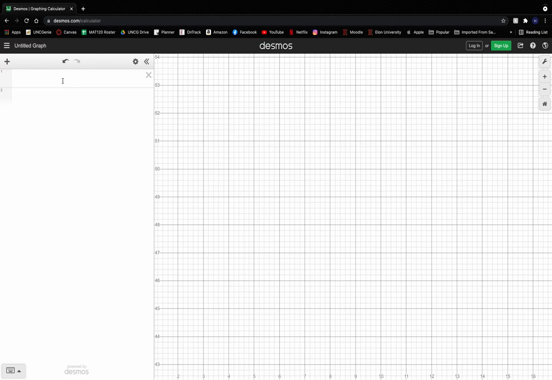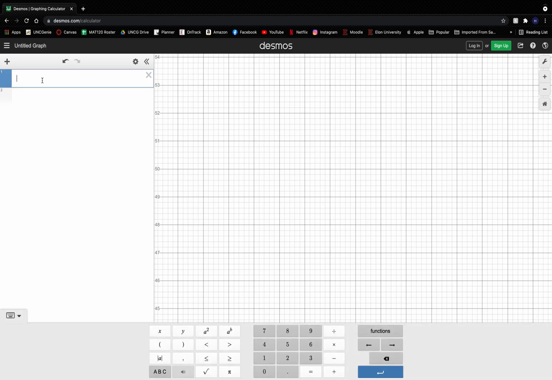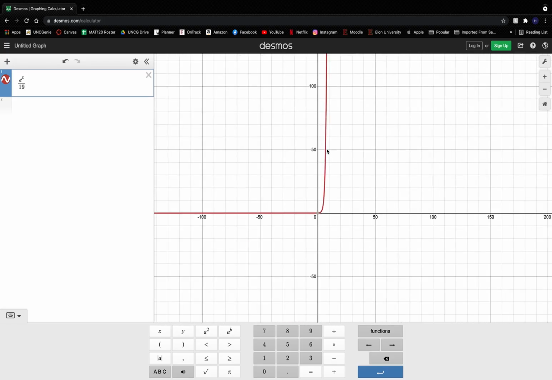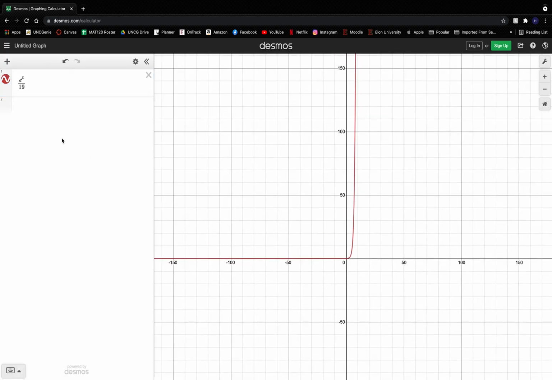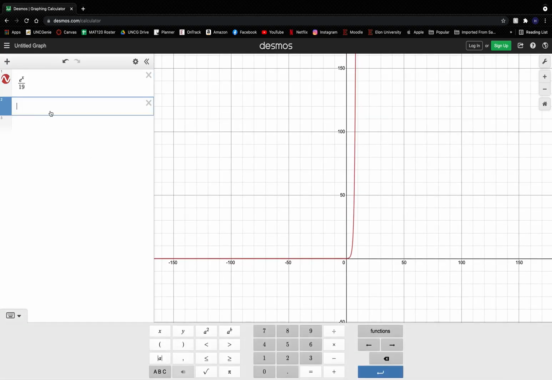Anyway, let's graph our first function. I have f of x equals e to the x over 19. Oops. Over 19. There you go, like that. Zoom out a little. So it looks like that. That's expected with exponential functions. And then my second one is just the parabola x squared. And so we want to find the points of intersection.